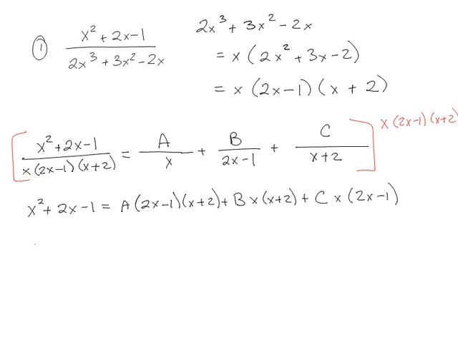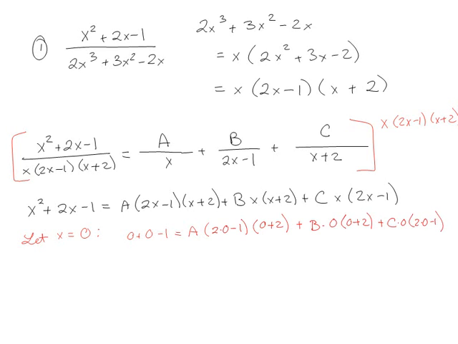Now I'm going to start picking x values that make my life easier. I'm going to let x equal 0, because that'll make this one go away and this one go away. So if x equals 0, my equation becomes 0 plus 0 minus 1 equals A times (0 minus 1) times (0 plus 2), plus B times 0 plus C times 0. I'm not going to write this out all the time, just for this one. The B term is B times 0, so that goes to 0, and C times 0 goes to 0. On the left I have minus 1 equals A times negative 1 times 2, so negative 1 equals negative 2A, so A equals 1 half.